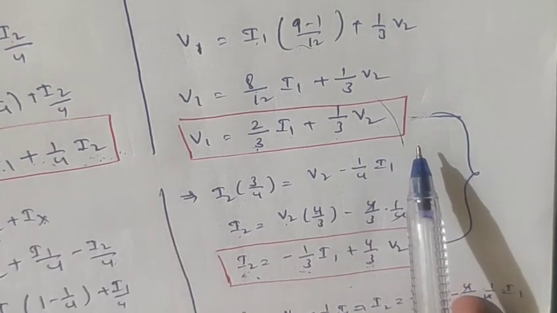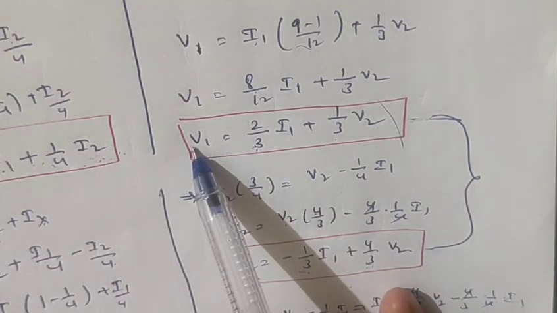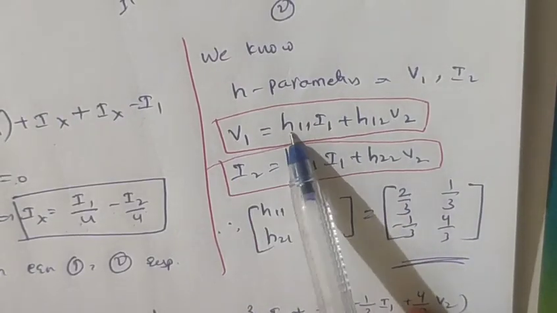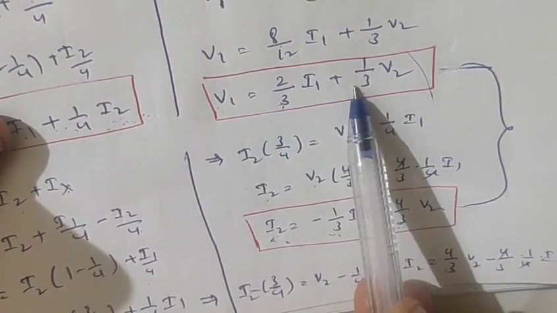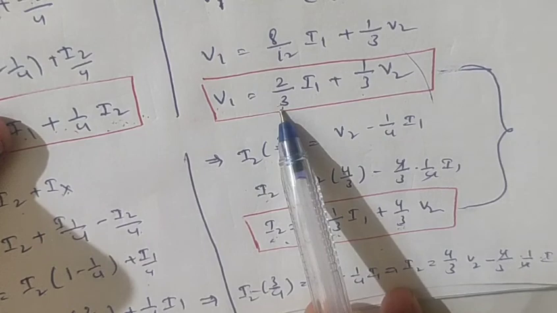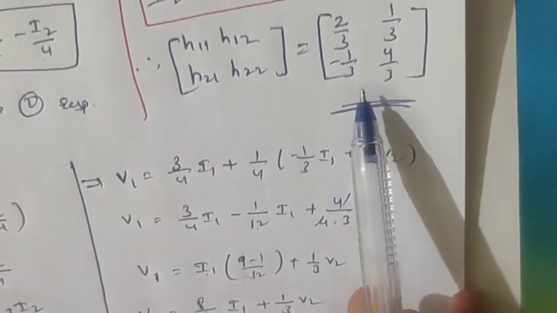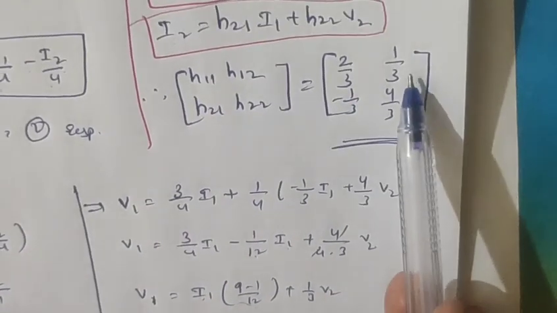Now write down directly. From this we can know V1 is equal to, compare this equation with the H parameter equation. V1 is equal to H11 I1 plus H12 V2. So V1 is equal to H11 I1 plus H12 V2. Therefore, I am simply writing H11 is equal to 2 by 3, H12 is equal to 1 by 3.